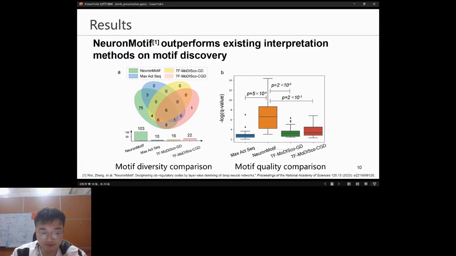We compare Neural Motif with other interpretation methods from two perspectives: motif diversity and motif quality. As for motif diversity, we collected the motifs found by each interpretation method and applied a Venn diagram to illustrate the motif diversity of these methods. As for motif quality, we measured the quality of the query motif by assessing its similarity to the database motif. The lower the Q value, the more similar the current query motif is to motifs in the database, indicating higher quality.